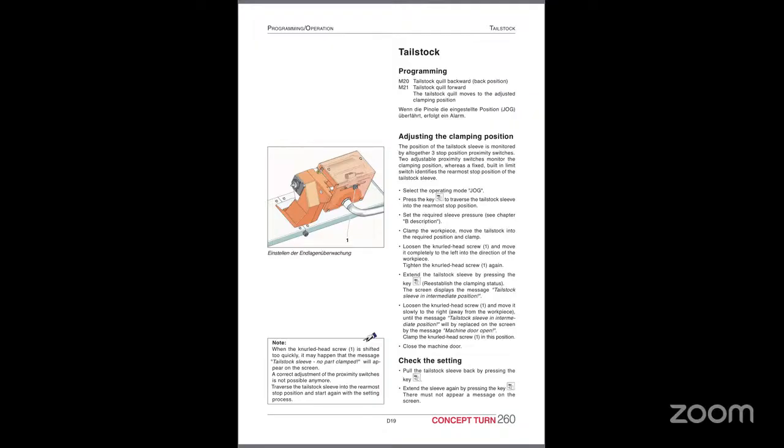So regarding the tailstop programming, remember the code: M20 backward and M21 forward. M21 forward, M20 backward.